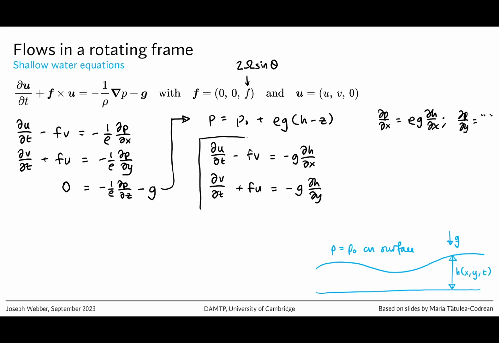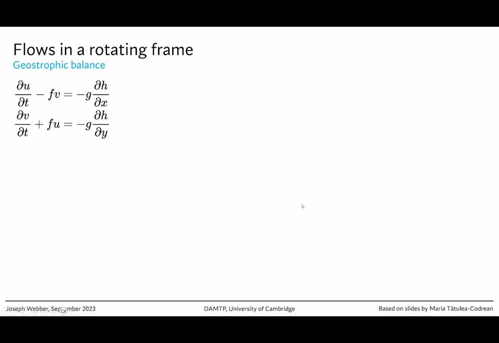Okay, and these are called the shallow water equations. They're very helpful for solving quite a lot of flows involving thin layers of fluid in a rotating frame, like, for example, large-scale ocean movements. We're going to now take these two shallow water equations and consider something called geostrophic balance. This is the steady case.